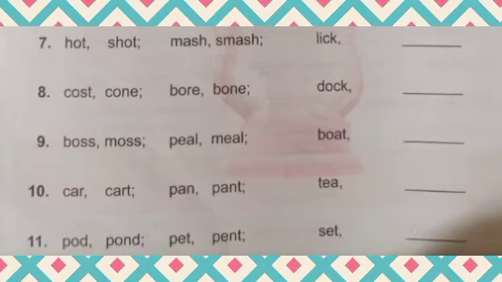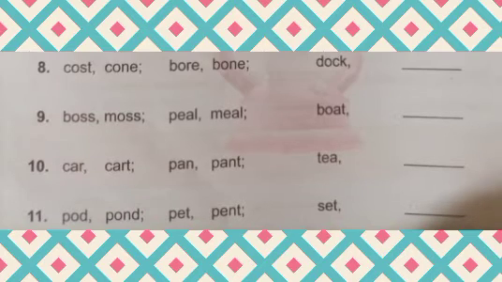In no particular order, let's answer number 9. We have boss, moss. You can see that the letter was changed from B to M to get moss. Then we have peel, meal, boat, then dash. So what will be the answer to the dash? It is so clear that M was used to replace the first letter. So it will now be what? Moat. Moat will be the answer to the dash in number 9. So boat gave us moat.